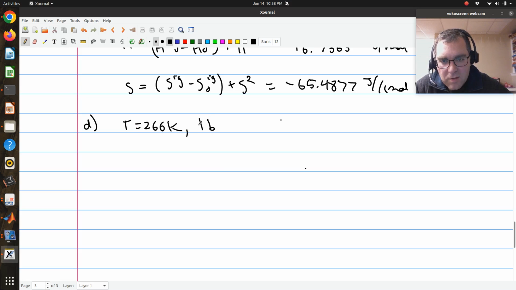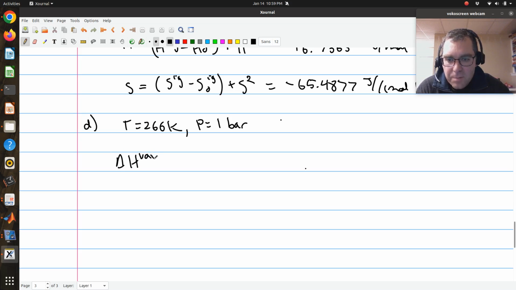So at 266 Kelvin and 1 bar, I have vapor-liquid coexistence, so I'll get 3 real roots. The smallest z corresponds to my liquid, the largest z corresponds to my vapor, right? And I'm going to have a vapor and liquid at two-phase coexistence. So if I just go through the exercise for H first, the key is delta H of vaporization is going to be equal to H vapor minus H liquid. So change in enthalpy going from liquid to vapor, final minus initial.